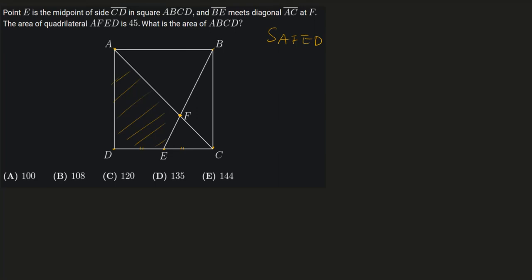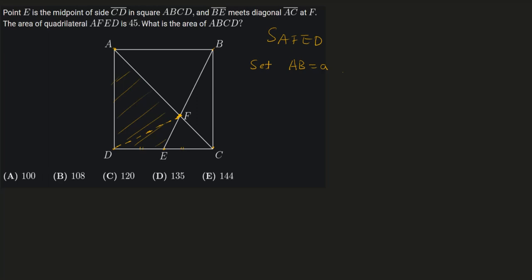Now let's first set the side of ABCD equal to A, so AB equals A. And then let's connect DF. This is the way that we cut AFED, and the areas of these two smaller triangles can be easily expressed in terms of A, the side of ABCD.